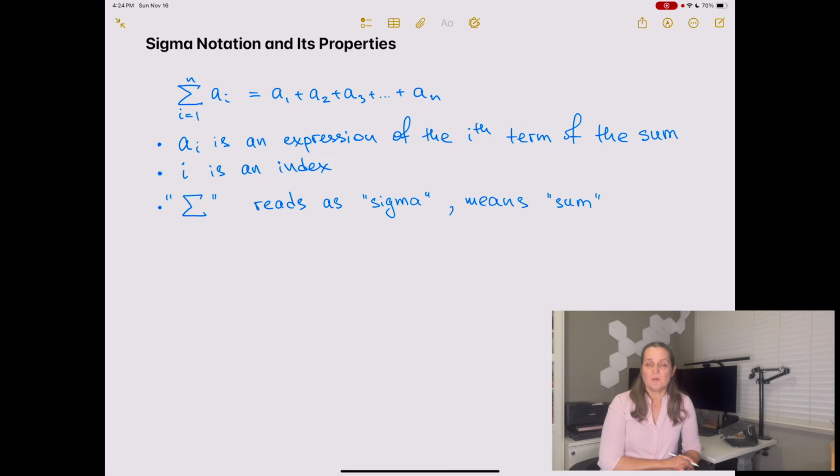Sigma notation we're going to use in class this week to learn how to define definite integrals, how to calculate area between the curve and x-axis using Riemann sum.